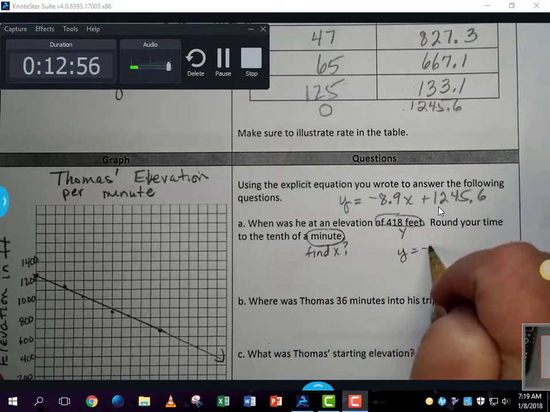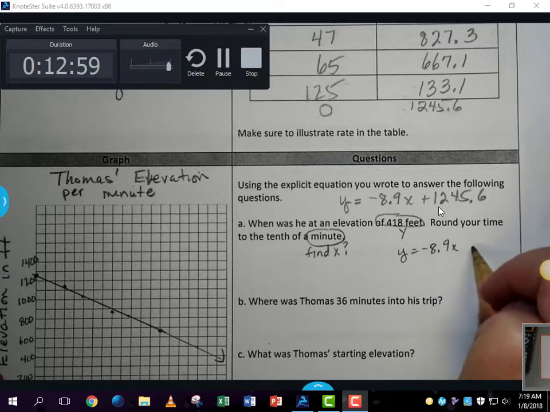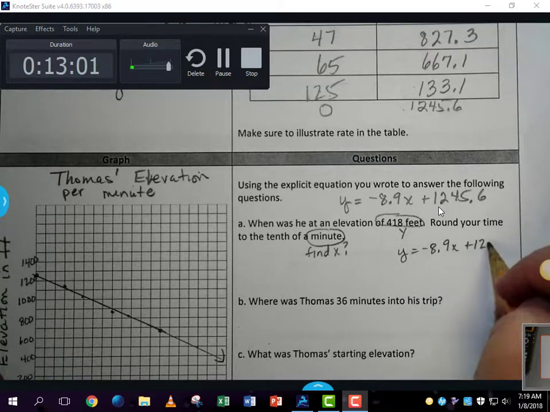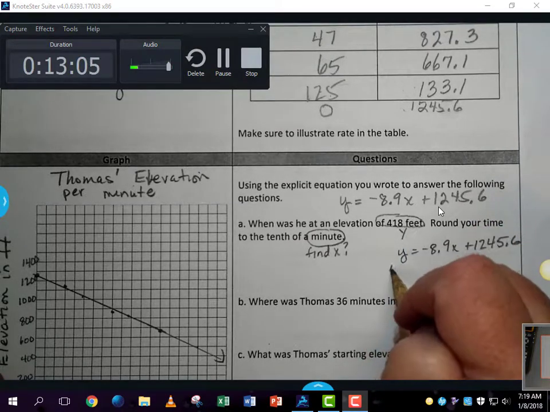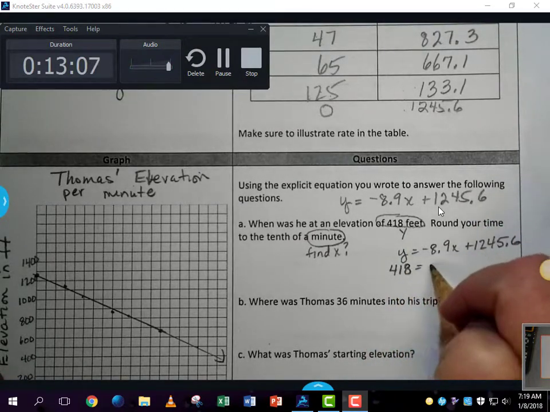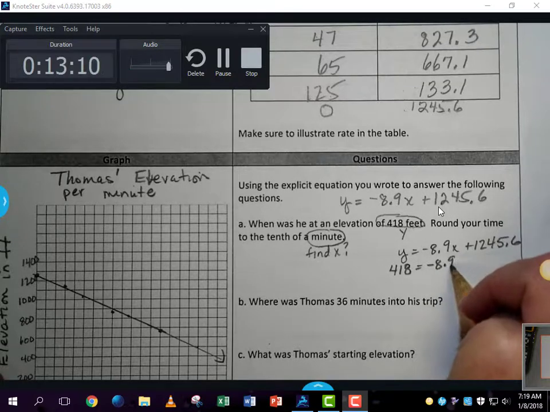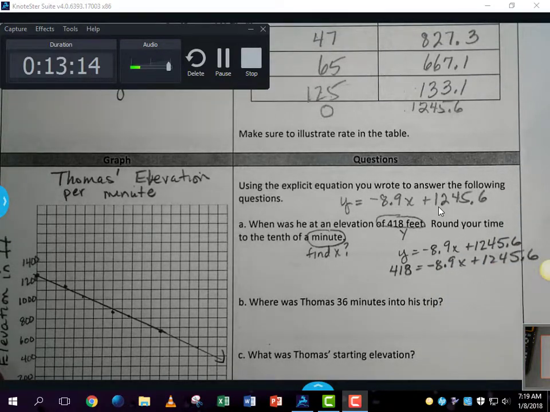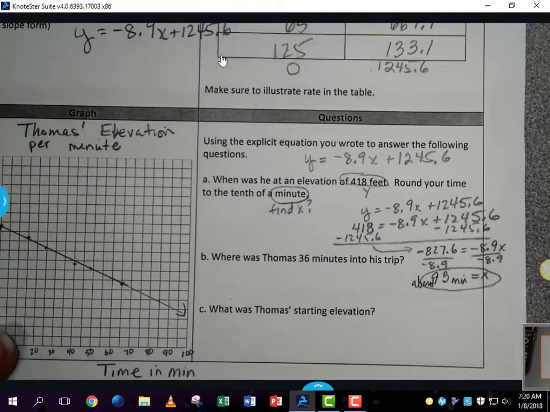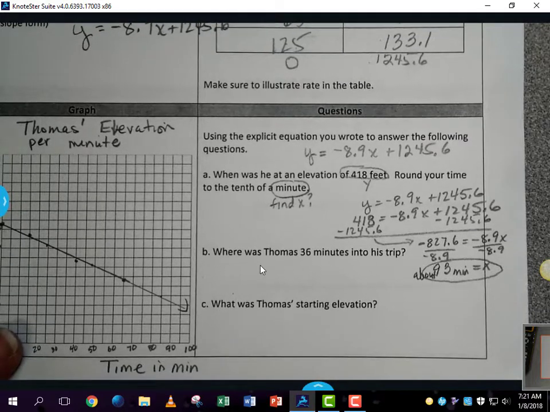So we're going to start with y equals negative 8.9x plus 1,245.6. I'm going to substitute y for 418, and I'm going to finish solving. Okay, so I went through and I solved for x, and when I did that, I got 92.988. It is time, so I went ahead and rounded that up to 93 minutes.